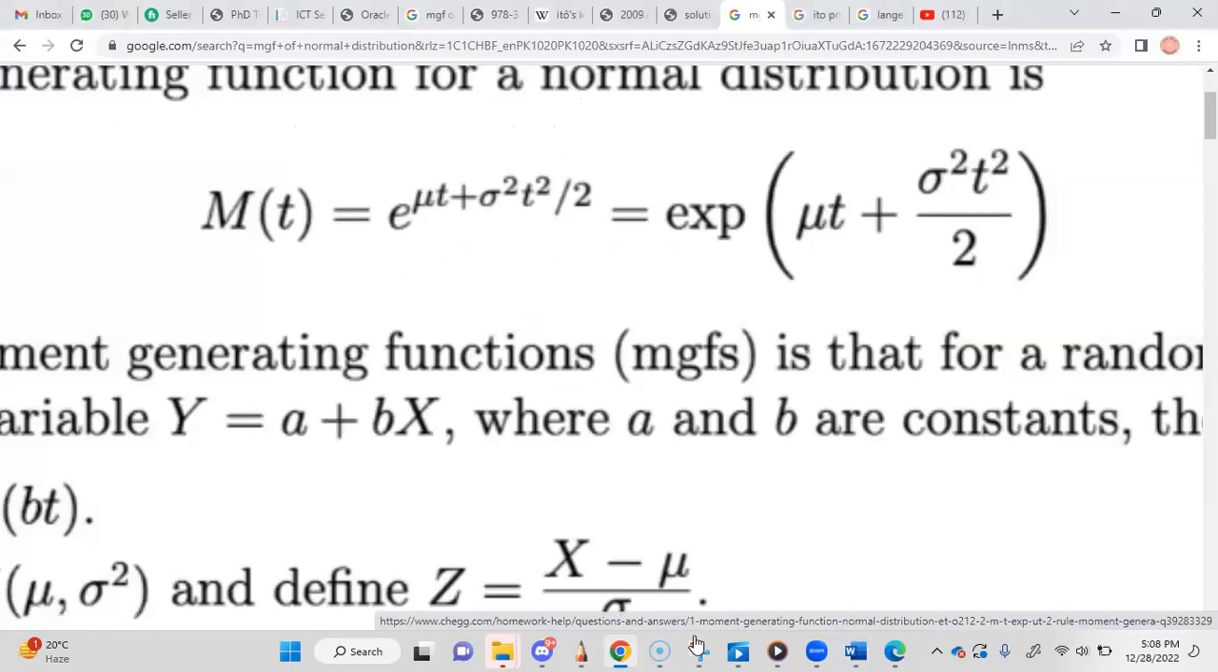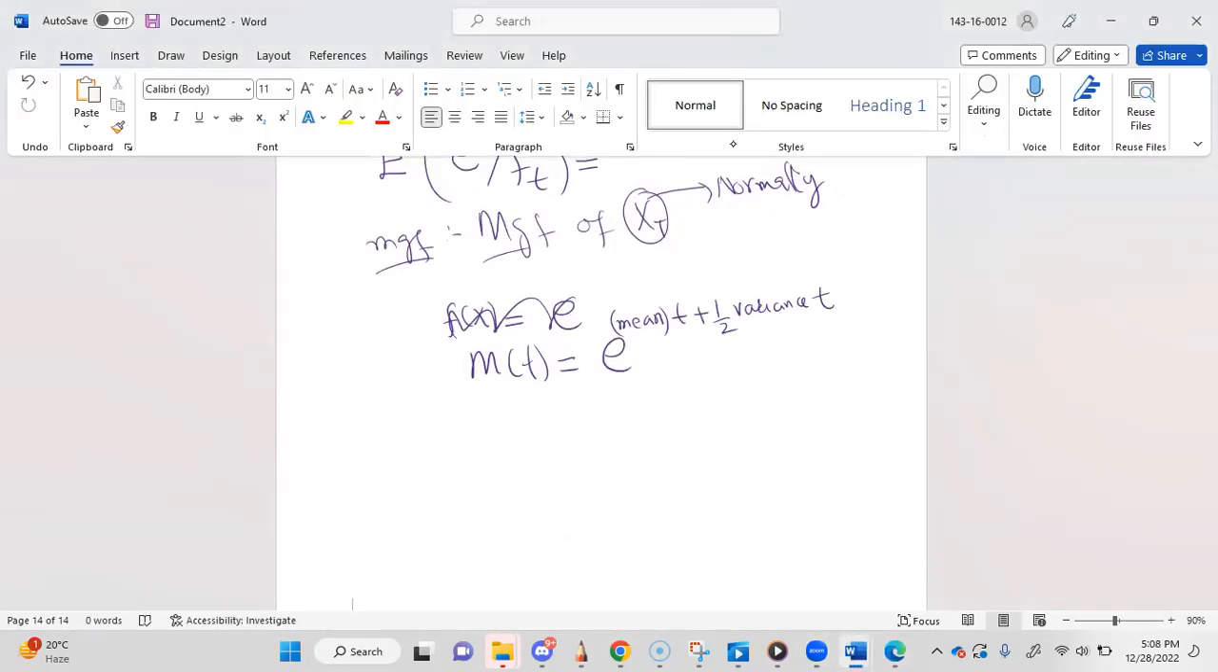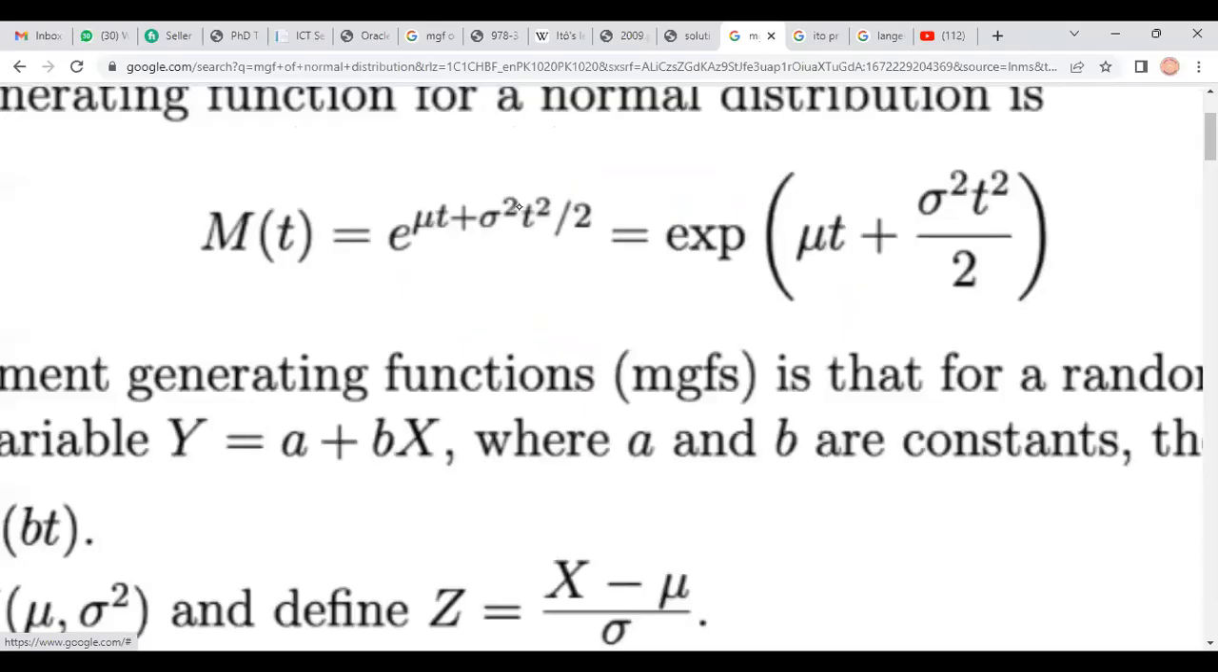So you can see here, this is the mean, this is the variance times t square. Sorry, I didn't put the square there, so let me put a square there. You see this? This is the moment generating function of a normally distributed variable, and this is the mean, this is the variance, this is the square.